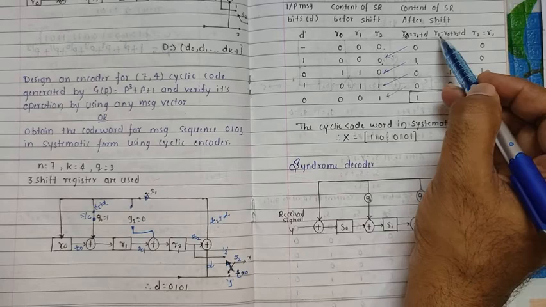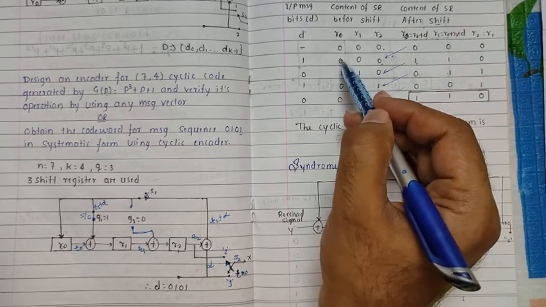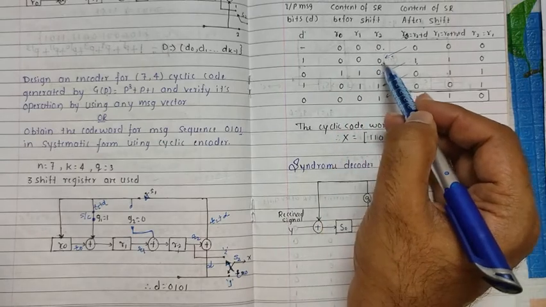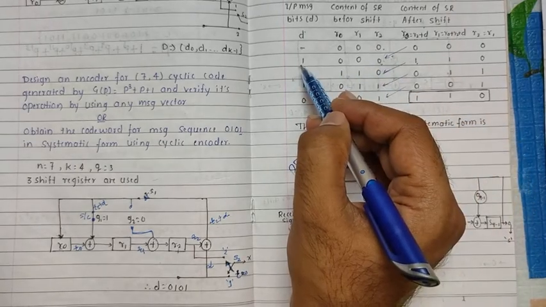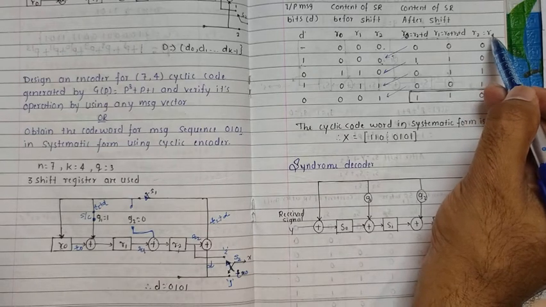Now what is the content of R1? It is R0 plus R2 plus D. Now R0 is 0, R2 is 0, but the input is 1. So 1 plus 0 is 1, and R2 is equal to R1.